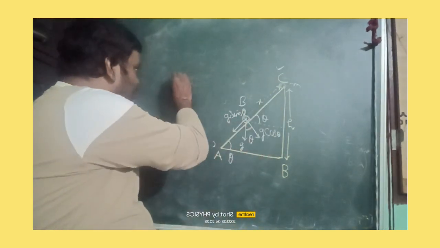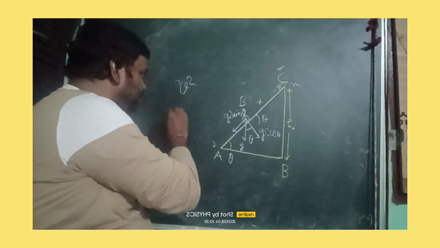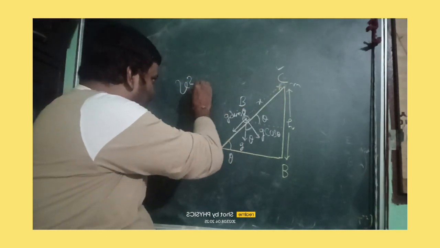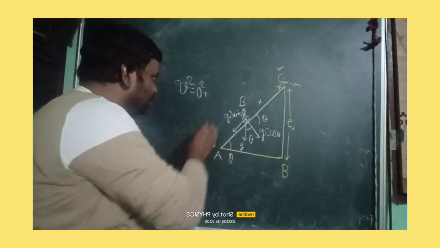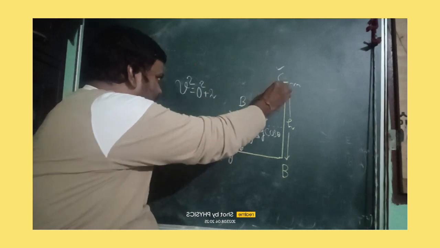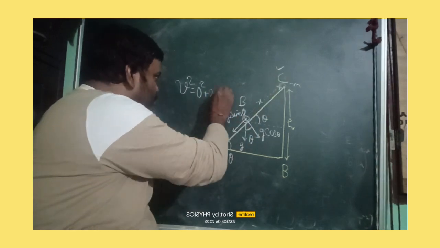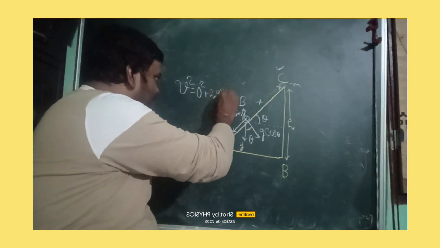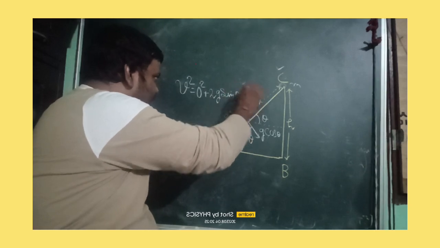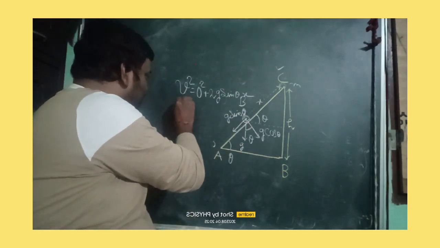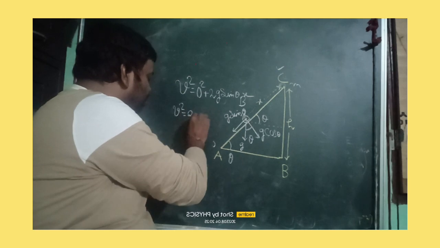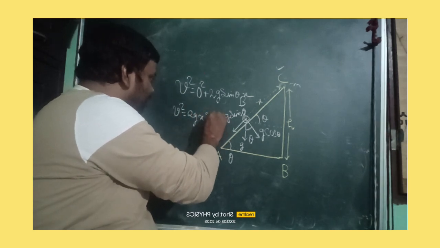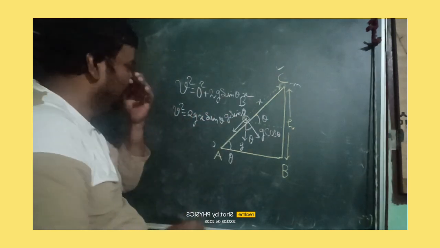Now to find v square, the final velocity, that is v square equals initial velocity 0 square plus, it is going to the distance of x from C to B, so 2g sin theta into x. That is, v square is equals to 2gx sin theta.